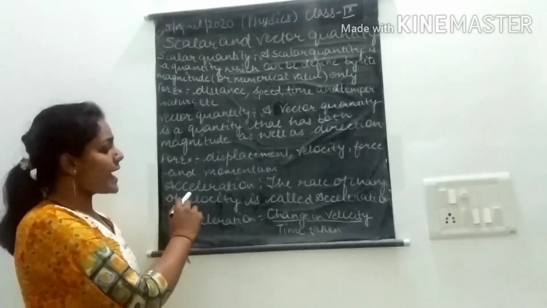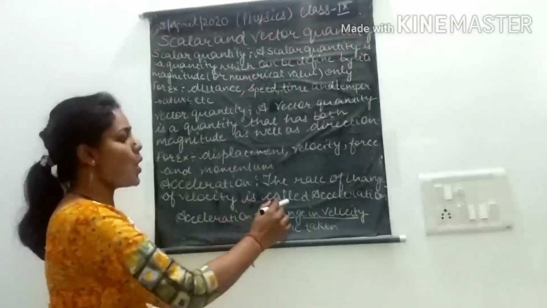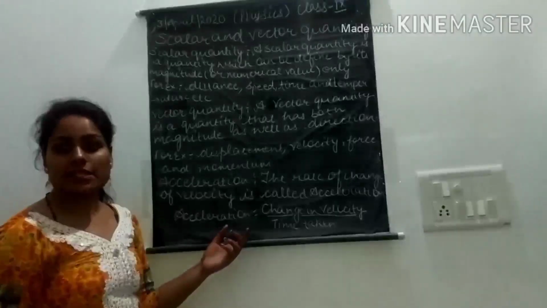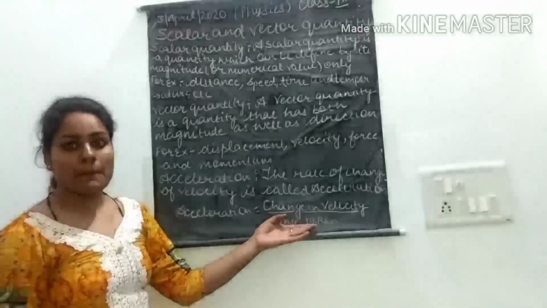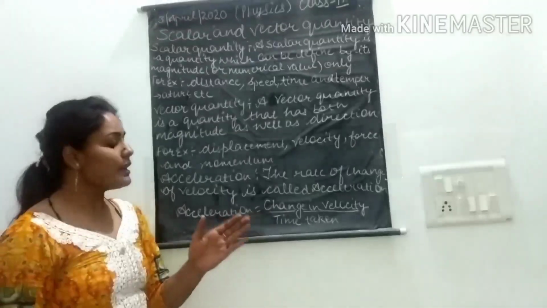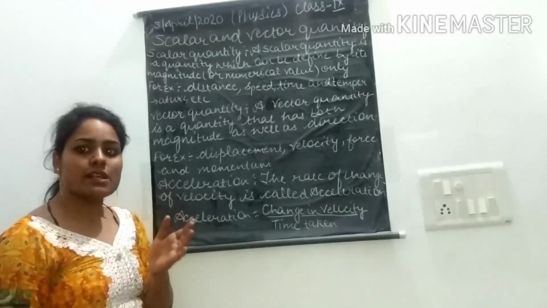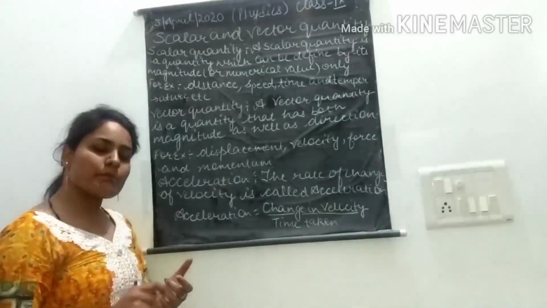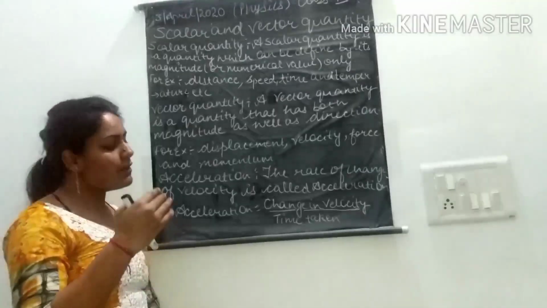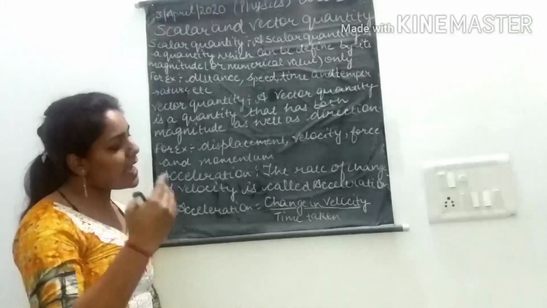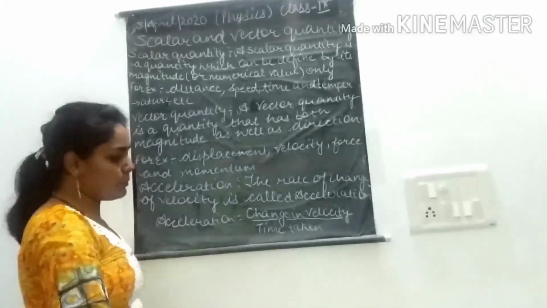Next topic is acceleration. The rate of change of velocity is called acceleration. Acceleration is equal to change in velocity upon the time taken. It means firstly we start any object or any vehicle, then initial velocity is maybe 0 or some value, then we always accelerate the vehicle. So it is v minus u upon t.